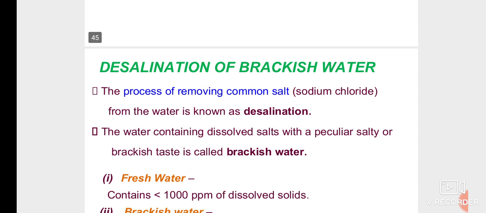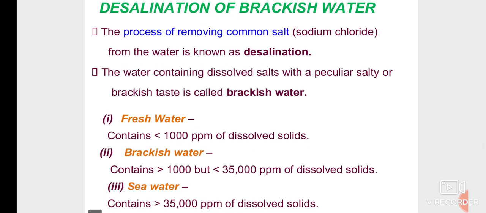What is desalination? Removal of common salt from water is called desalination. The process of removing common salt, that is sodium chloride, from the water is known as desalination. Okay. So water containing dissolved salts with a peculiarly salty or brackish taste is called brackish water. Brackish water means the salt gives it a peculiar taste, that is called brackish. Brackish means salt content in the water generally.